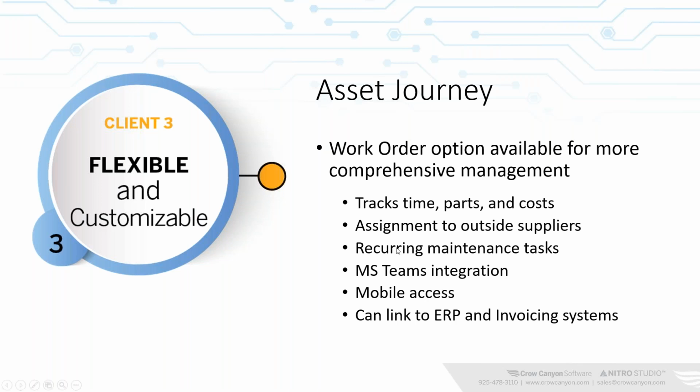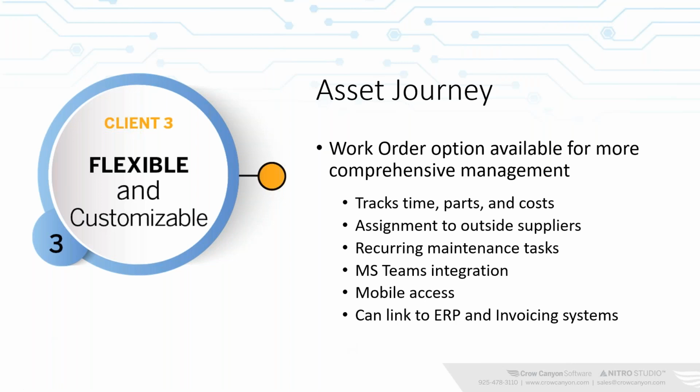Okay, so there's also a work order option that we could add on to this. If they just want to meet the bare bones AMP requirements, they don't need the work order part. They can use the maintenance task that's embedded in the AMP. It's a simple task management system that's part of the asset management we have. But if they want to go further, they can go the work order option and track time, parts, and costs, assign to outside suppliers, make recurring tasks, integrate with Teams, mobile access, and link to other ERP and invoicing systems. So it depends where they want to go. If they really want to just meet the bare requirements, they can do that. If they want to go broader, they can implement our work order management system.